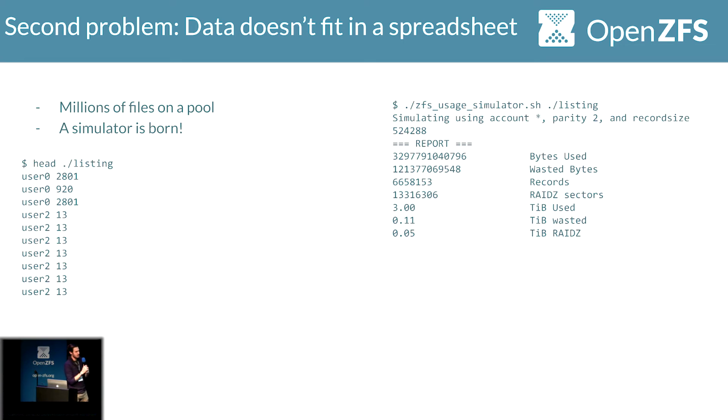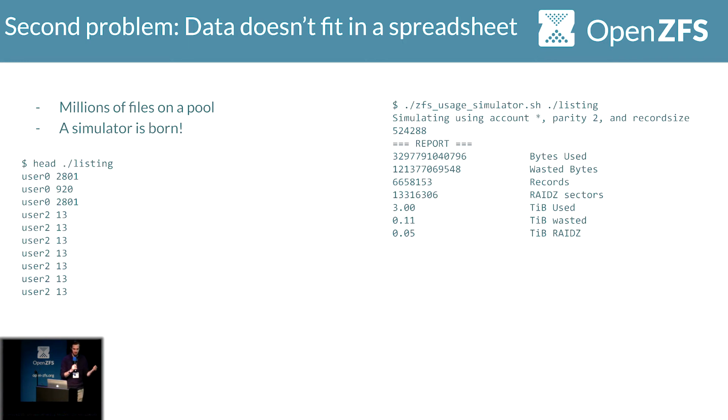The big problem with this is that pools are millions and millions of files. How are we going to model that? We can try and shove it in a Google Docs spreadsheet, which is totally what I tried to do. But Google Docs doesn't like ingesting a paste buffer of 2.5 gigabytes. I very quickly learned that Google Chrome just can't handle that sort of thing. So we created this simulator.